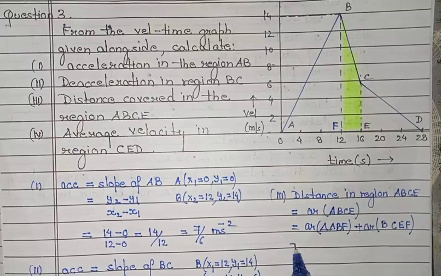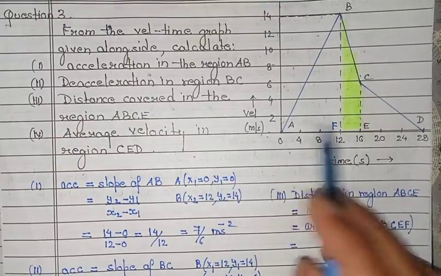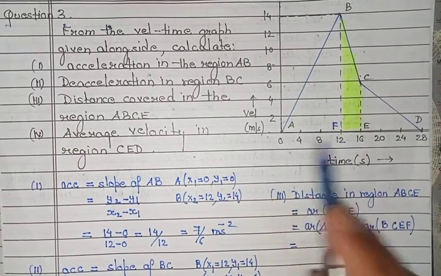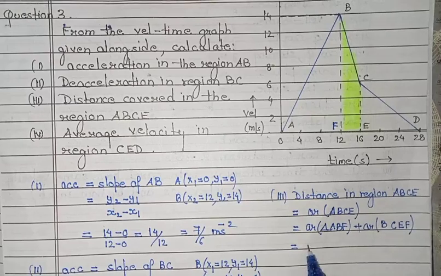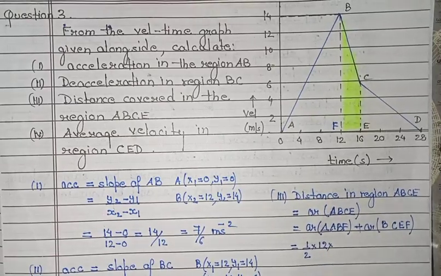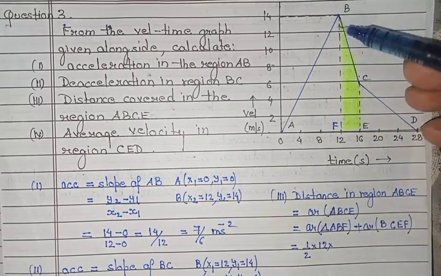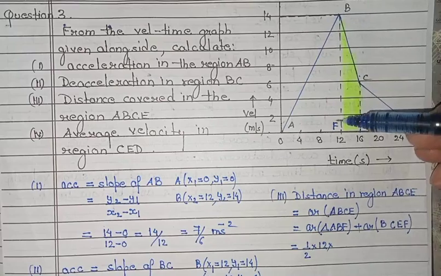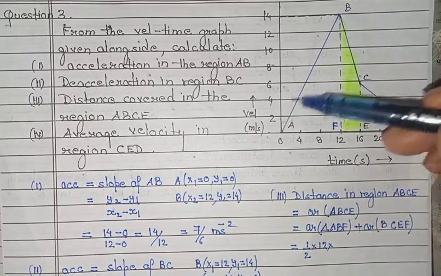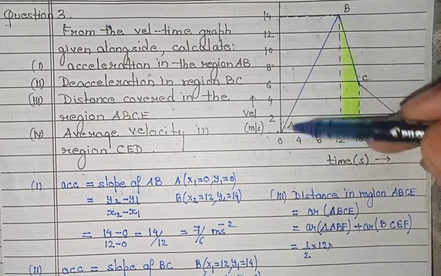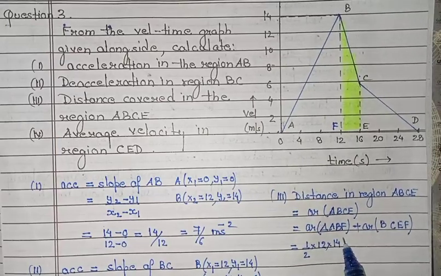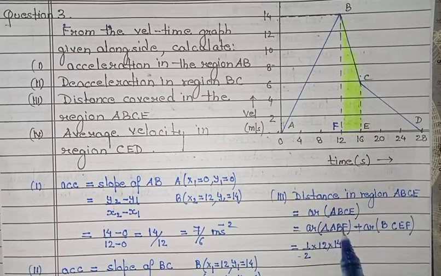Now for the area of the triangle, it's a right angle triangle. You can see the base is from 0 to 12, that is 12. Base 12 into height. Now from B to F, this is the height. As you can see in the graph, this height BF is from 0 to 14. So you can say height is 14. So this will give you the area of the triangle.